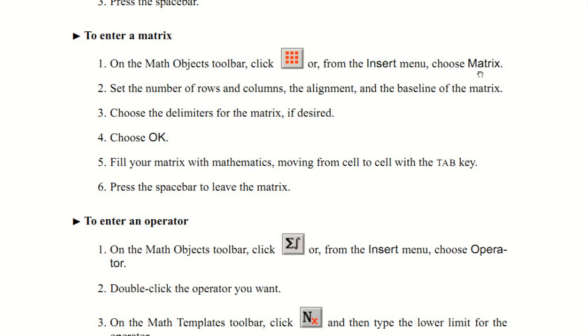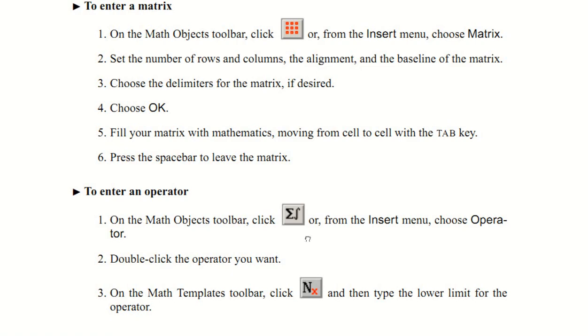Set the number of rows and columns, the alignment and the baseline of the matrix. Choose the delimiters from the matrix if desired. Choose OK. Fill your matrix with mathematics, moving from cell to cell with the tab key or arrow key. Press the space bar to leave the matrix. Similarly, all other mathematical operations can be used. You can see in this guide.